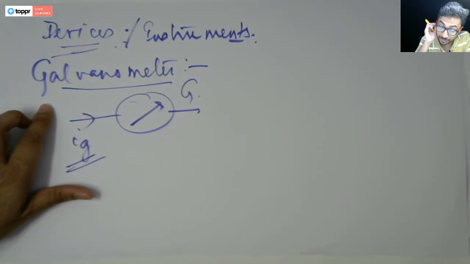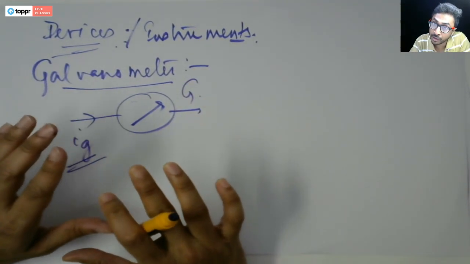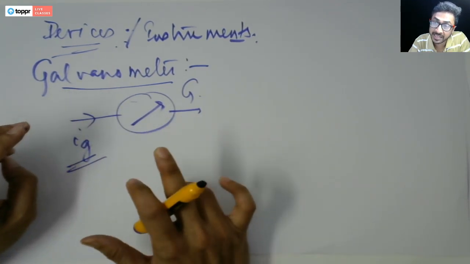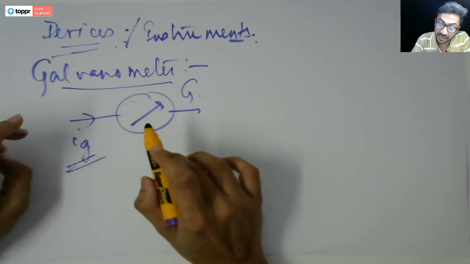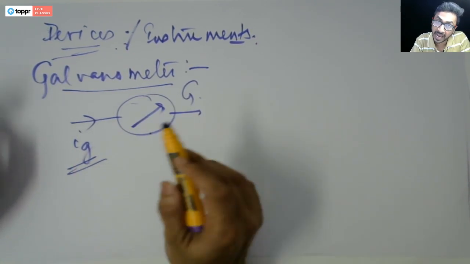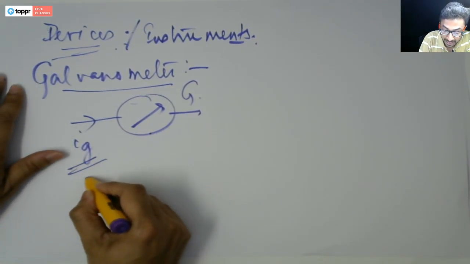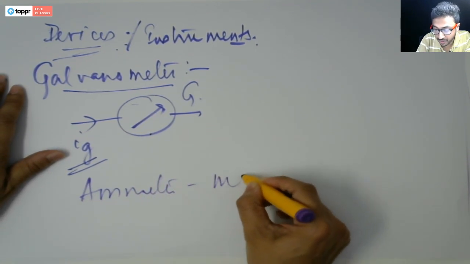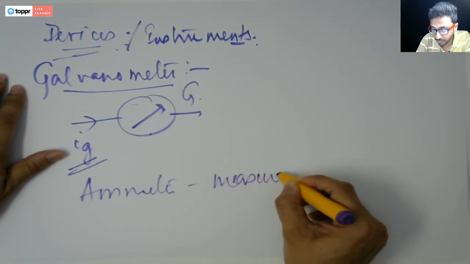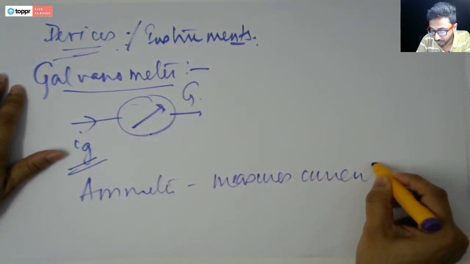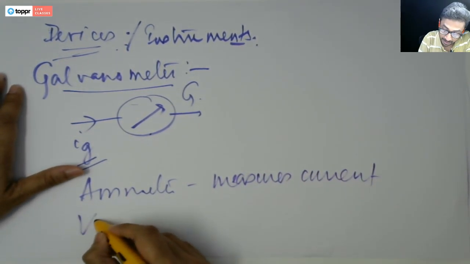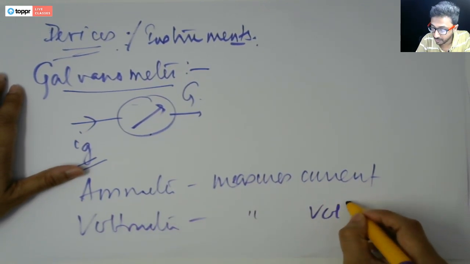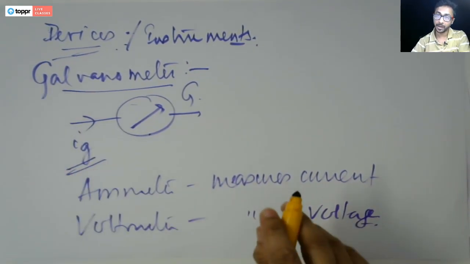Okay. Now this is a basic instrument which deflects, but it does not exactly measure the current. This galvanometer is a basic instrument which can be converted into an ammeter, which measures currents, and a voltmeter, which measures voltage. How? Let us see.